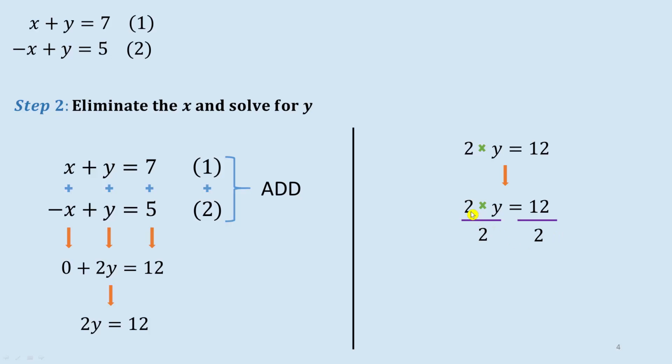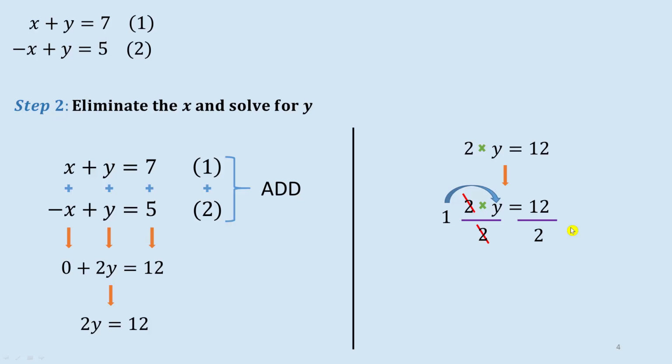So if I have 2 divided by 2, that's going to give me 1. So I can cancel them. You can cancel them as long as you've got a times here. If you've got a plus or a minus sign, you cannot. So we're just going to be left with 1 times y equals 12 on 2.